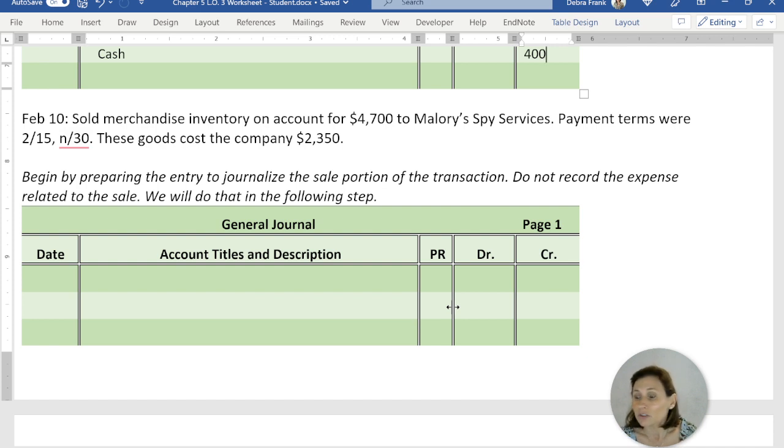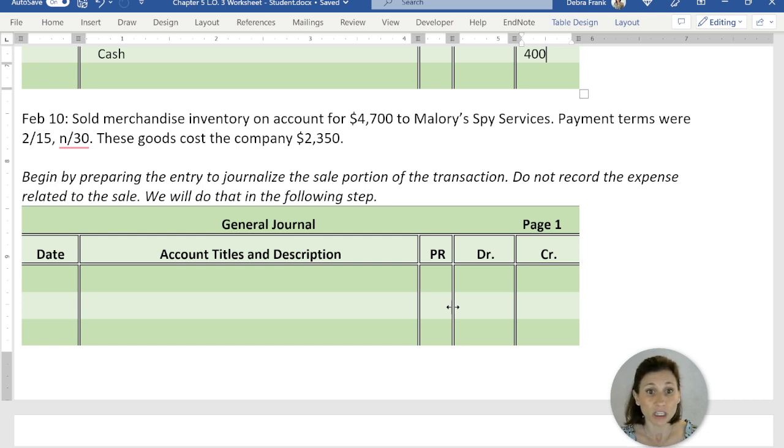Okay. So they want us to begin by preparing the entry to journalize the sales portion of the transaction. To record the expense related to the sale, we'll do that in the next step. So we have two parts related to this journal entry. We're going to record the sale portion, and then we'll record the cost of that merchandise portion. So we'll have two separate journal entries that we need to do. The first journal entry they want us to do is the sale portion, and this is the order that it always goes in.